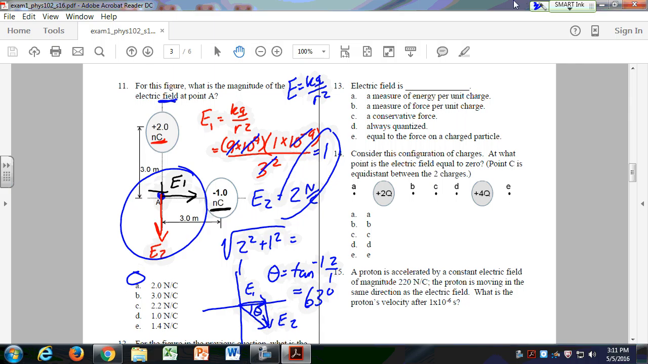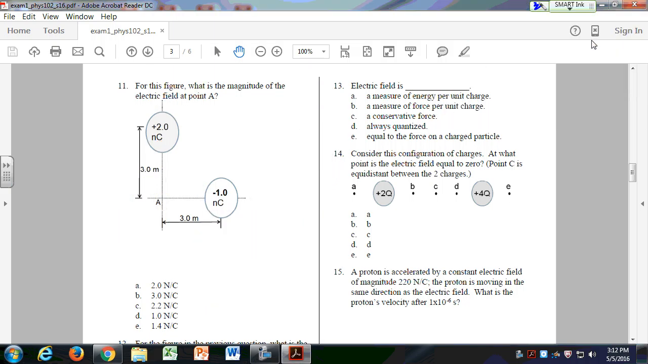Let's look at number 14. Number 14, at what point is the electric field 0? And point C is equidistant between the charges. On these, you just need to go through and think about what is the direction and the magnitude of the electric field for each charge. So for example, you all remember what the answer to this was? It was B. All right, let's start at A then.